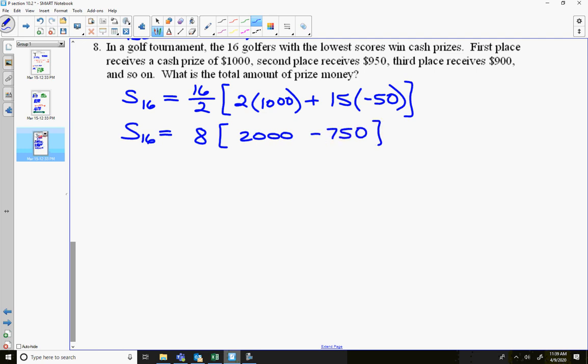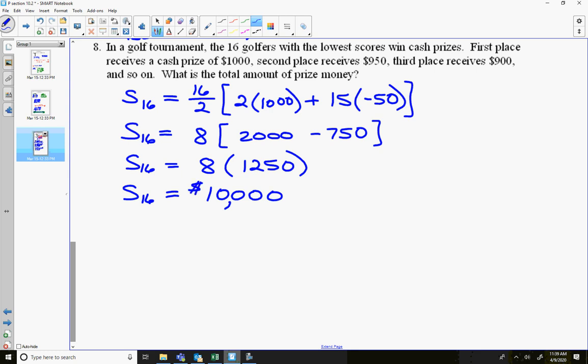75 with a 0. Let's see, 1 with 3 zeros and another 0. $10,000 would be the total prize amount that they award. All right.